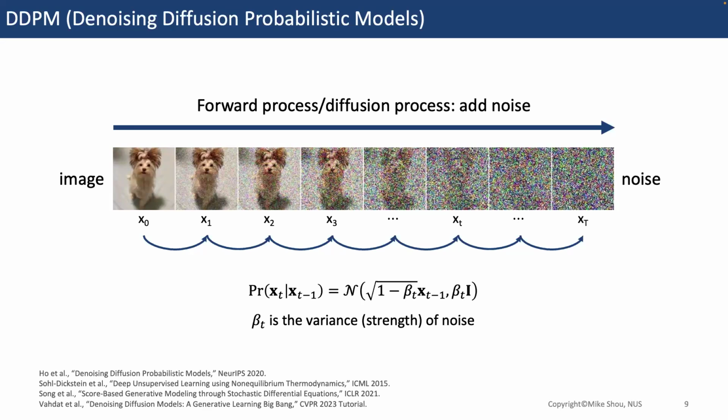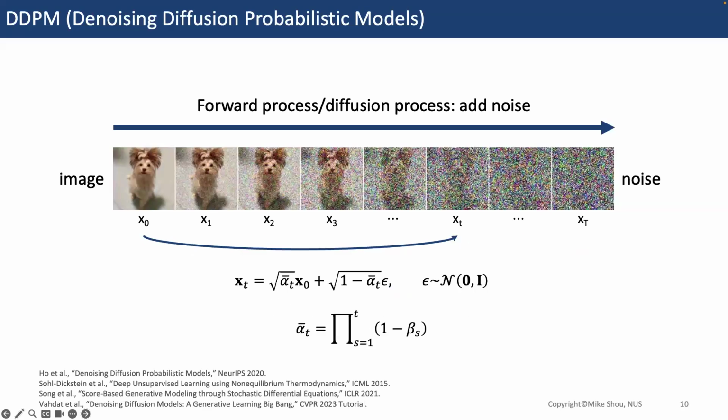Now, for transitioning from one time step to the next, we use the equation here. In simpler terms, this tells us that the image at time step t, xt, is normally distributed around a noisy version of the image at the previous step, xt minus one. The noise strength at each time step is given by beta t.